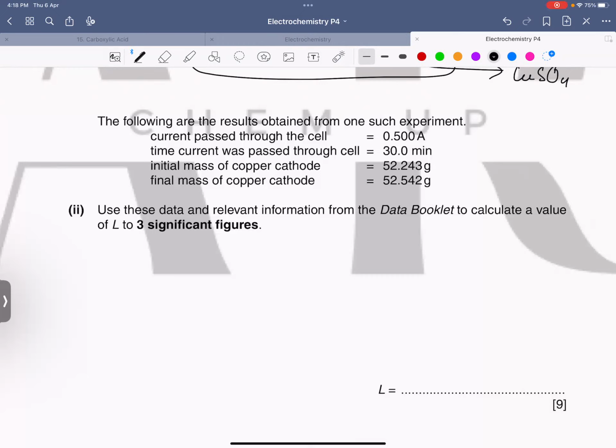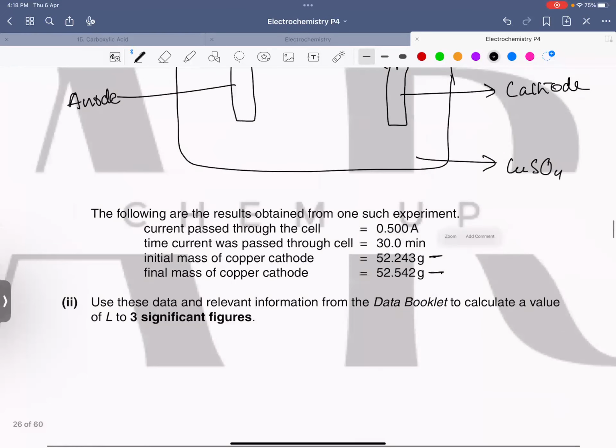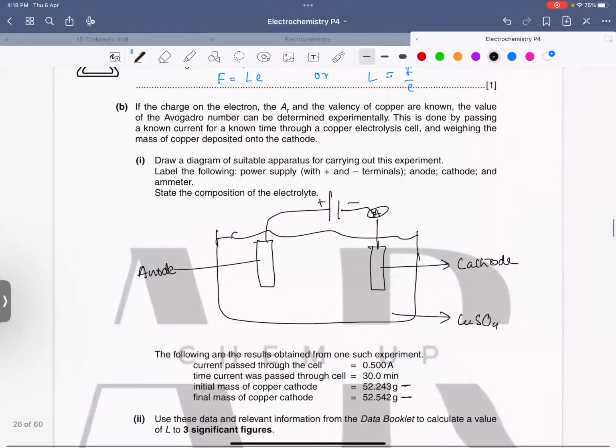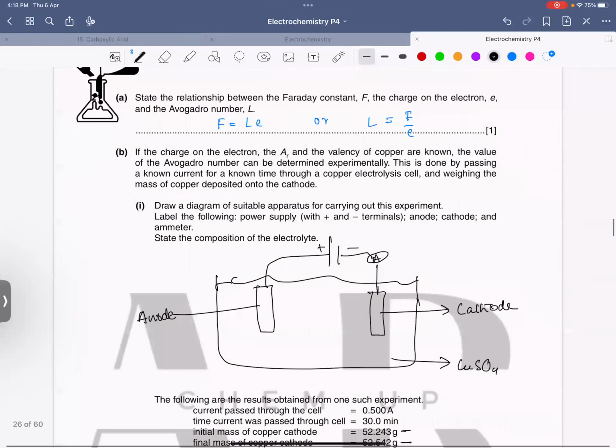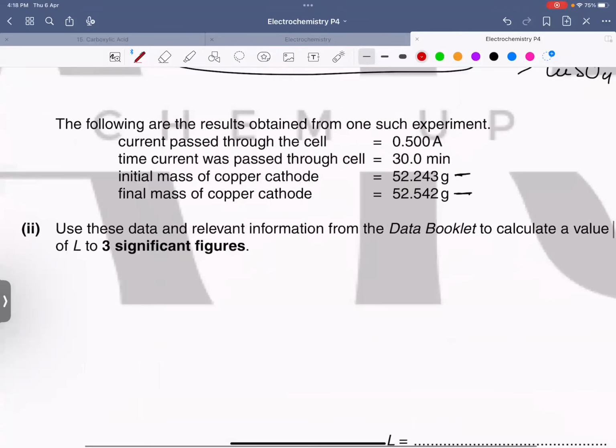Okay, so see over here, the mass of the copper cathode is increasing, and they have given you the mass of copper deposited on the cathode. So it means your equation would be only this: Cu2+ gaining 2 electrons and forming copper solid. From here you can start.